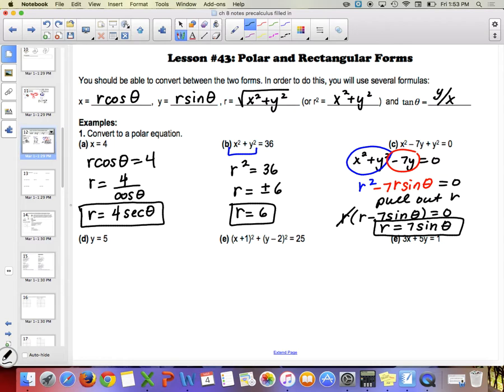All right, y equals 5, easy. r sine theta equals 5, so it will be r equals 5 over sine. So we're dividing by sine, right? What do you get when you do 1 over sine? Cosecant. Cosecant, good. All right, so still good? Now these ones are a little bit hard.